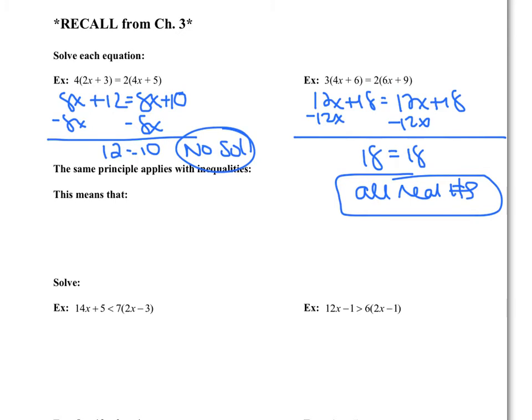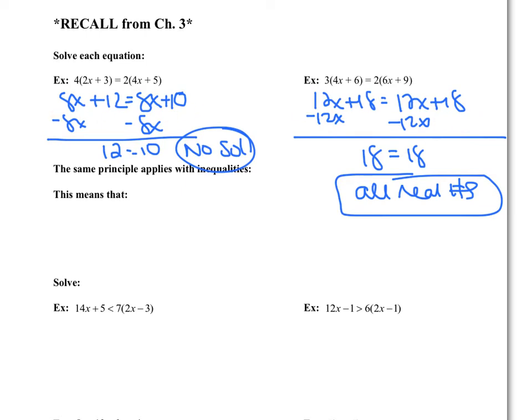So if you solve both of these like you learned back in Chapter 3, here you end up with 12 equals 10, but again, you're trying to tell me what the variable can be, and in that case, it means no solution. And over here you end up with 18 equals 18, and that means all real numbers. Keep in mind, if you look here and here, some people stop there because they recognize that's a false statement and that's a true statement.